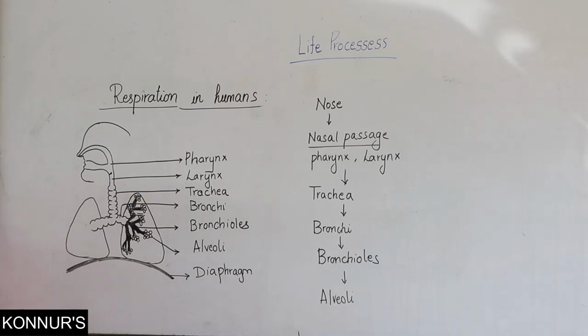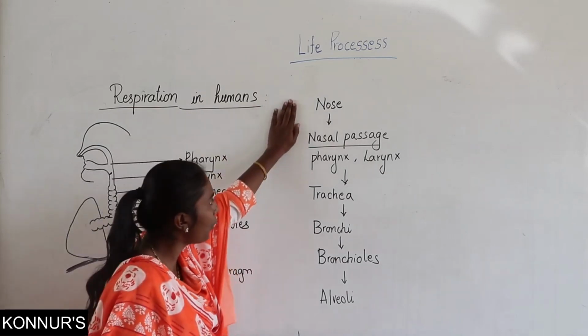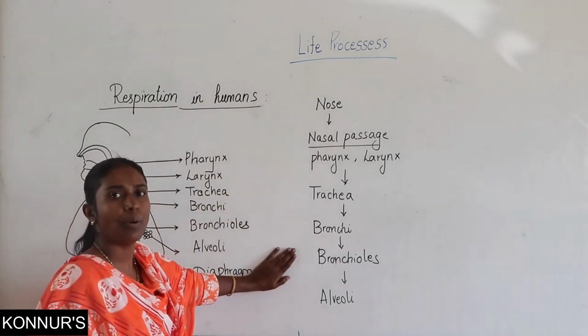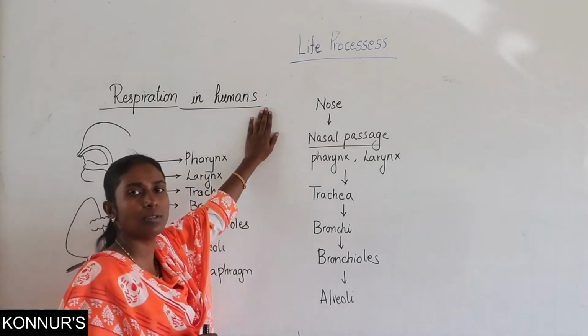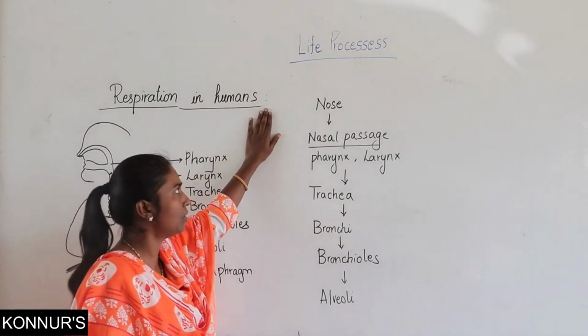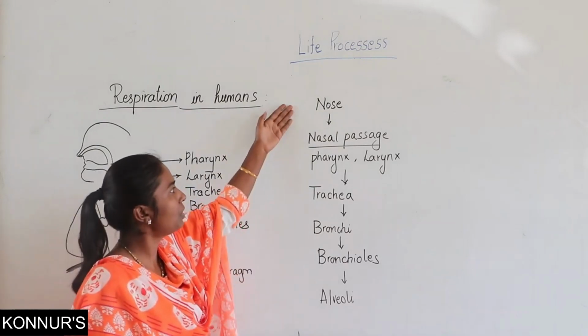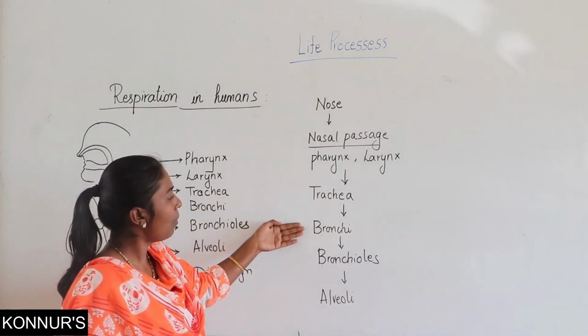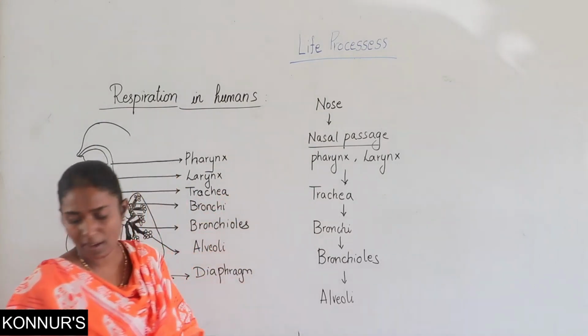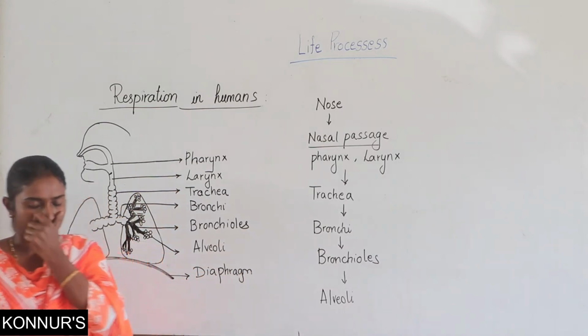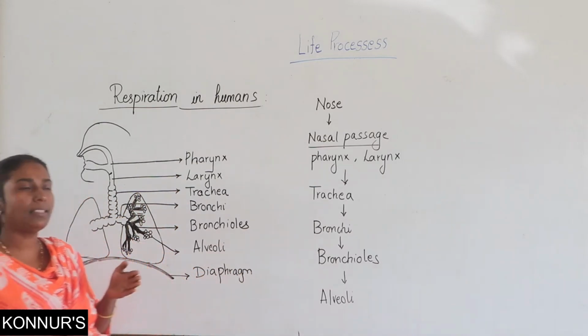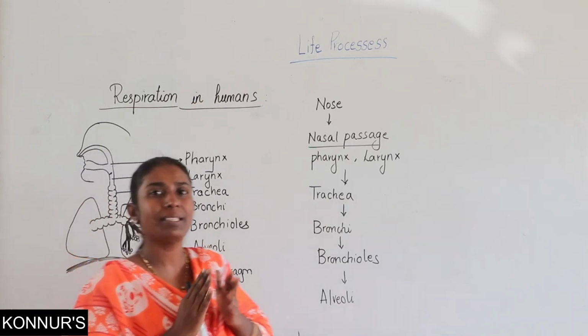Now let us study how respiration takes place in human beings. Children, when you are able to write this, you are able to write the whole process of respiration in humans. You just need to learn by heart these things: nose, nasal passage, trachea, bronchi, bronchioles and alveoli. Now let us start. As I said, respiration involves breathing.